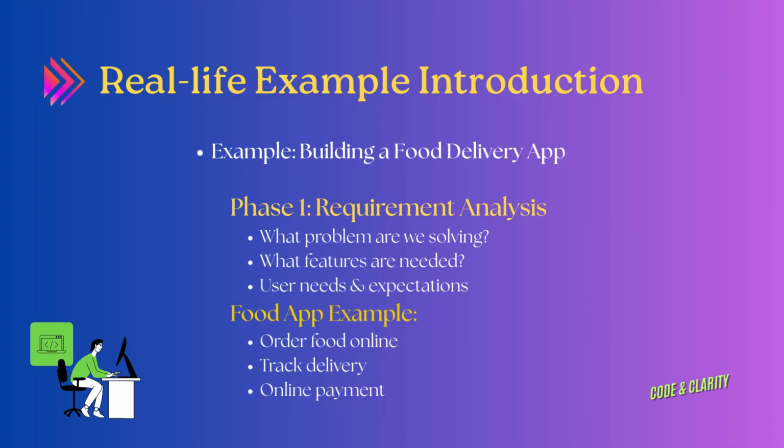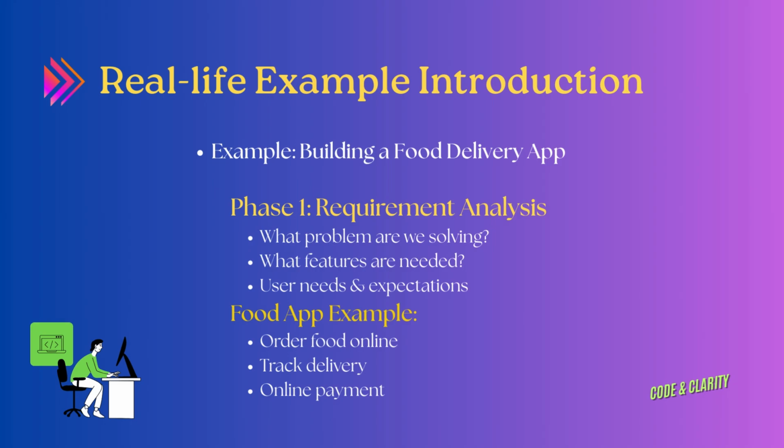So in case of our food delivery app, what problem are we solving? Users should be able to order food online, okay? And then they should also be able to track the delivery status. They should also be able to make online payments. If the requirement is unclear, then the entire project can fail later. This requirement analysis covers whether it is required or not, who requires it, and how much is required. If this analysis is wrong, then the project will completely fail. This is the basic. So this is the first phase, that is the requirement analysis.